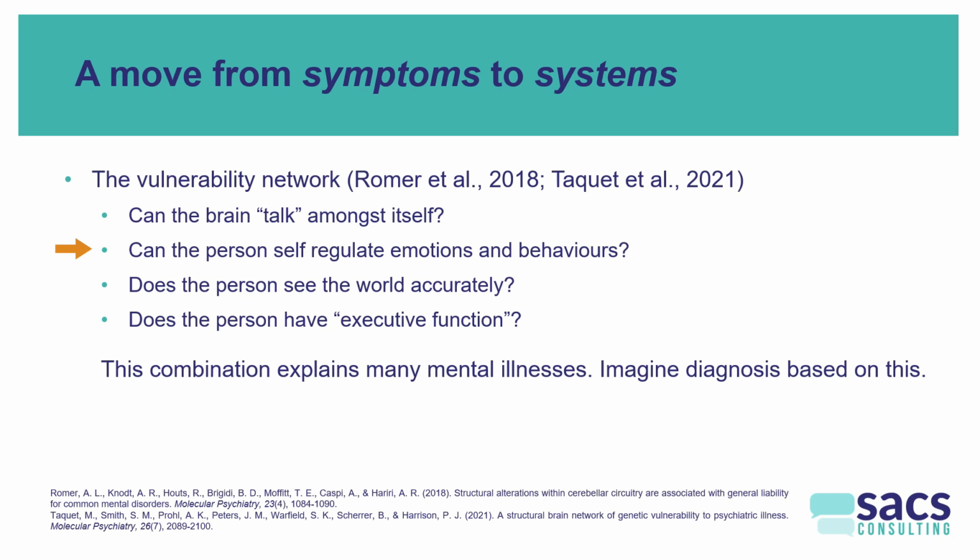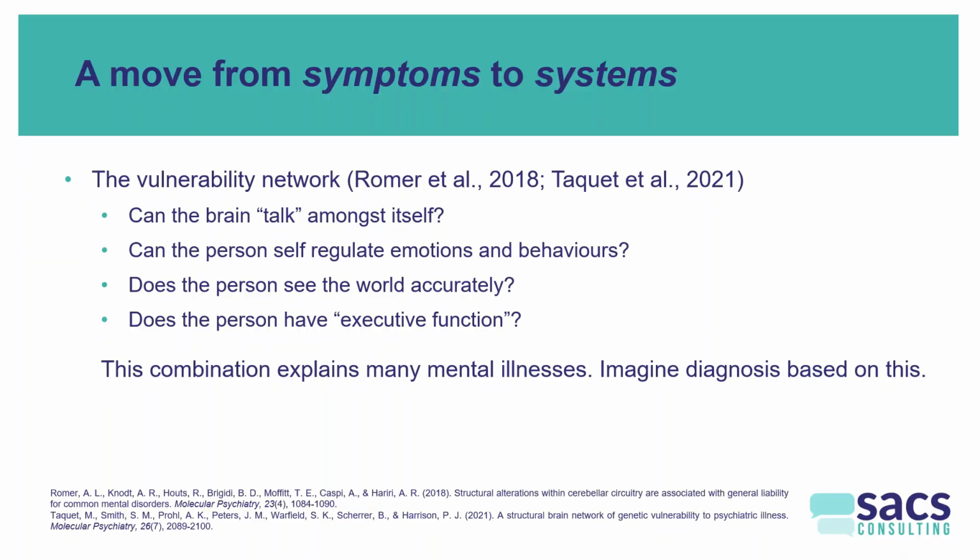A second aspect is, can the person self-regulate their emotions and behaviours? We know that people who are mentally ill are sometimes not great at hiding how stressed they are or their anger or something of that nature. So self-regulation could be a second system. One system is the integrated communication amongst the parts of the brain. The second is about self-regulation.